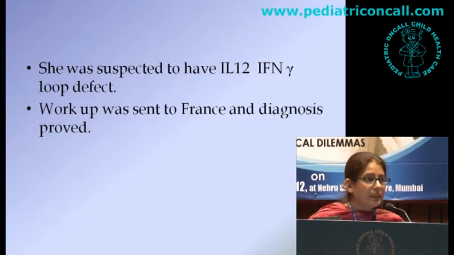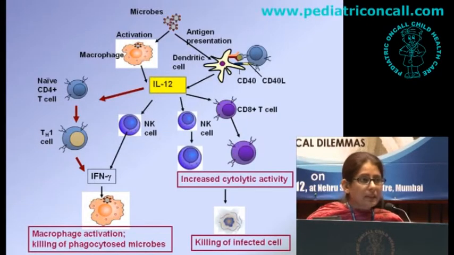She was suspected to have an IL-12 interferon gamma loop defect. She was basically a case of BCGosis because all this has happened post-BCG immunization. So she was suspected to be a BCGosis and the workup was sent to France. We don't have the facilities here, and her diagnosis was confirmed. So this IL-12 interferon has come into effect here.